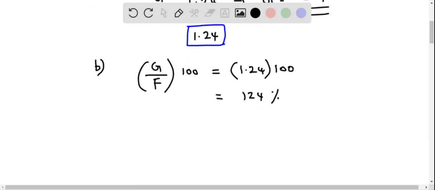So we can now see that G equals 124 percent of F, and this means we say that Germany's population is 124% of France's population. So the answer to part B is 124%.